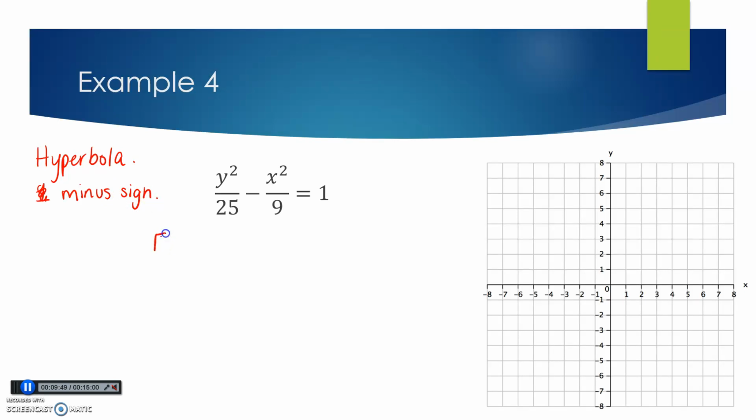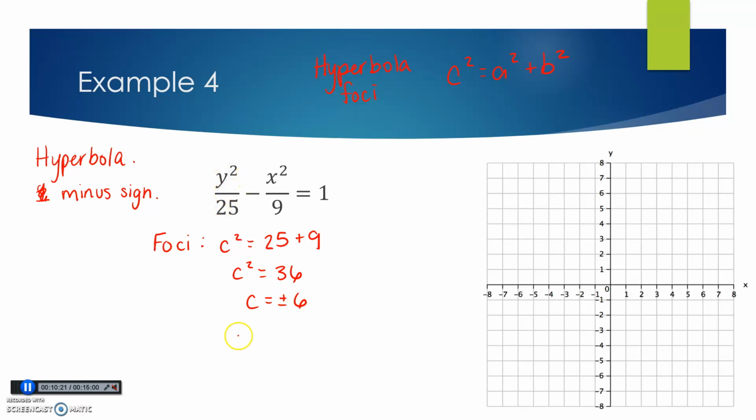So I'm going to find my foci. And remember that for a hyperbola, foci, we use the formula c squared equals a squared plus b squared. So foci, I'm going to have c squared equals 25. These are already squared, so I don't have to square them again. 25 plus 9. C squared equals 36. So c is going to equal plus or minus 6.